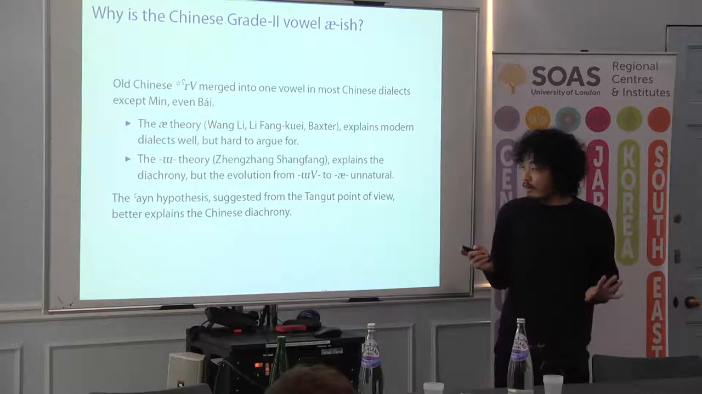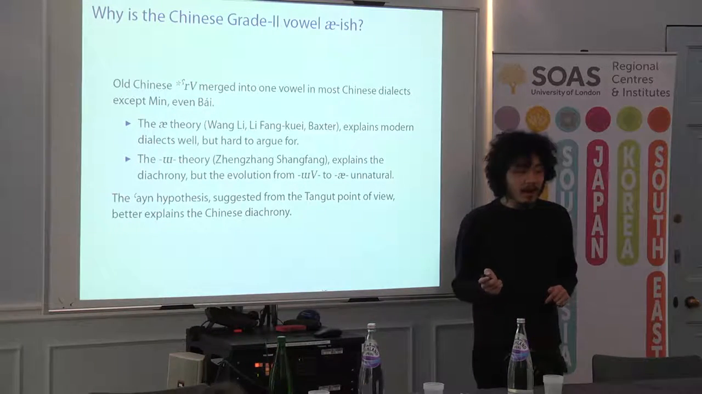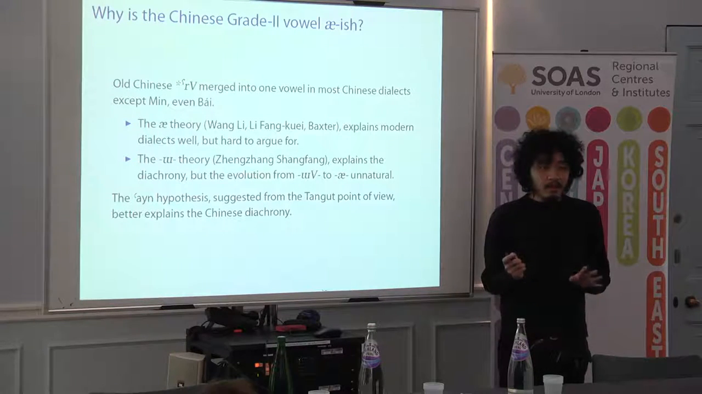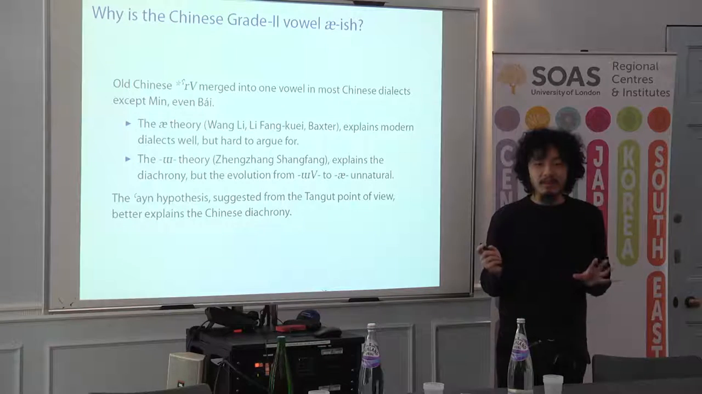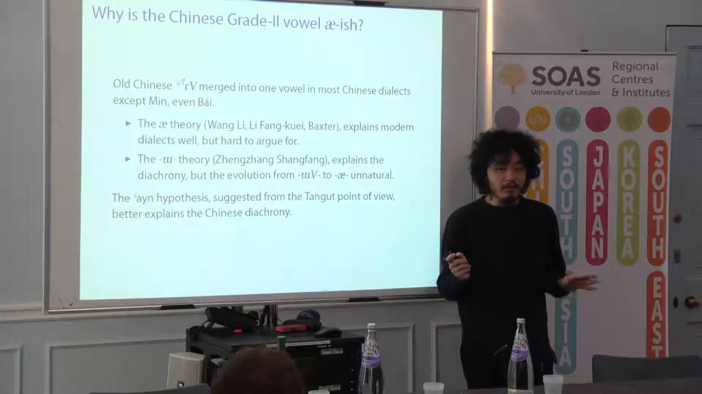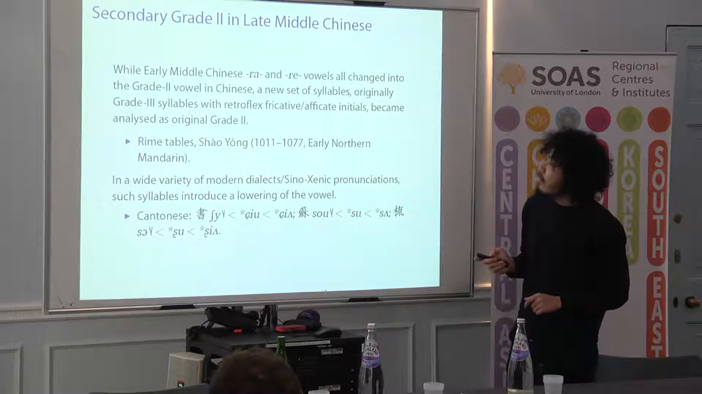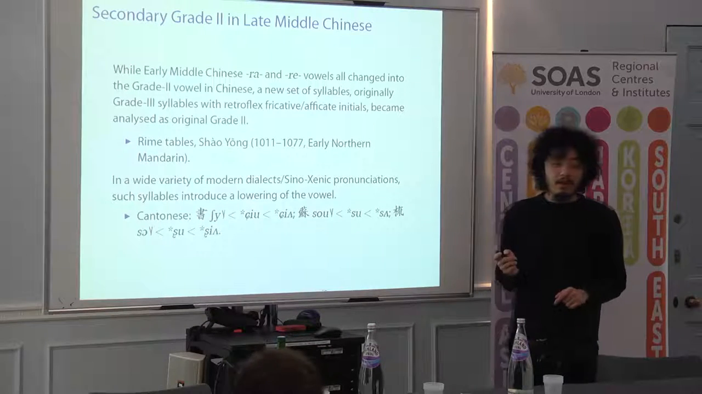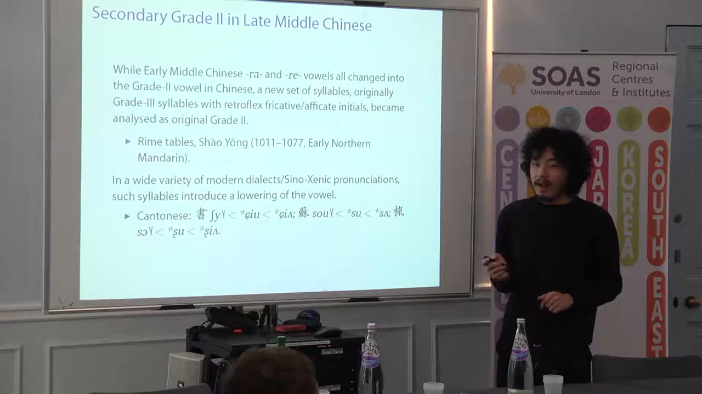It's very difficult. On the other hand, if we use this iron hypothesis, and Chinese grade two is characterized by a strong pharyngealization, then it's very natural to have the vowel a, which is in fact the pharyngealized counterpart of a, associated with grade two.